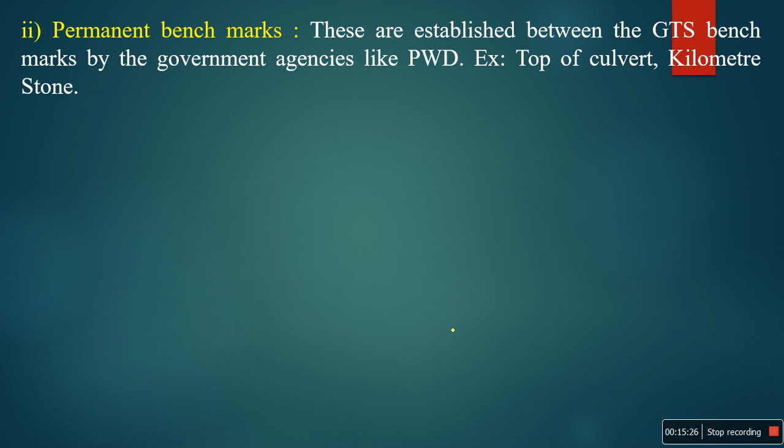Next, permanent benchmarks. These are established between the GTS benchmarks by government agencies like PWD. Okay, these are established by local government agencies in between the GTS benchmarks. For example, the top of a culvert or kilometer stones on the side of road work.